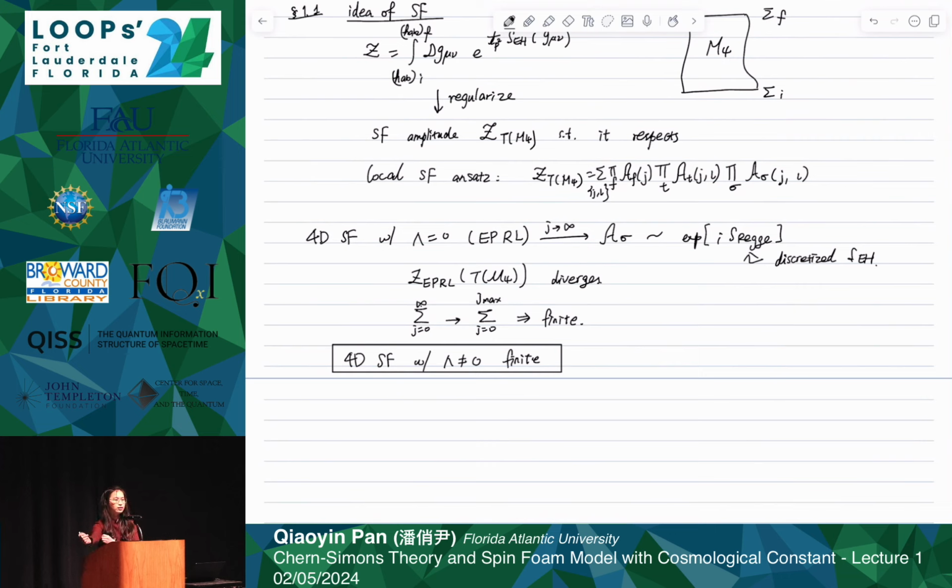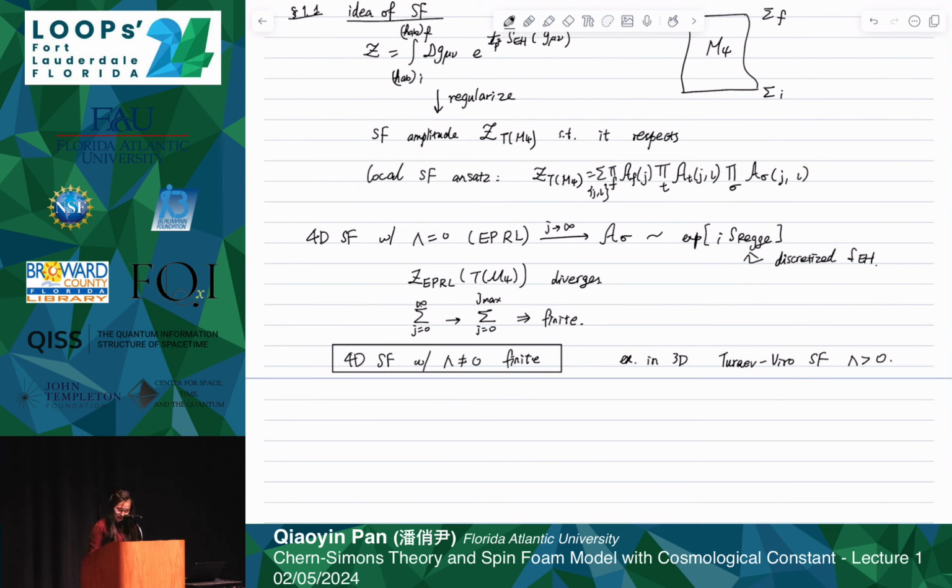And before this spin-form model, we already know an example in 3D with a non-zero lambda. In 3D, the spin-form, we have the Turaev-Viro model. And this corresponds to a positive lambda, and that also gives us a finite amplitude. So we also have a very nice result in lower dimension.